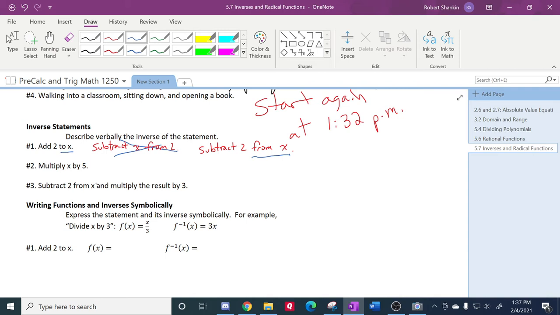Okay, let me go to group number 2. What did you have for number 2? Group 2. We said divide x by 5. And what do you have for number 3? Add 2 to x and then divide it by 3.